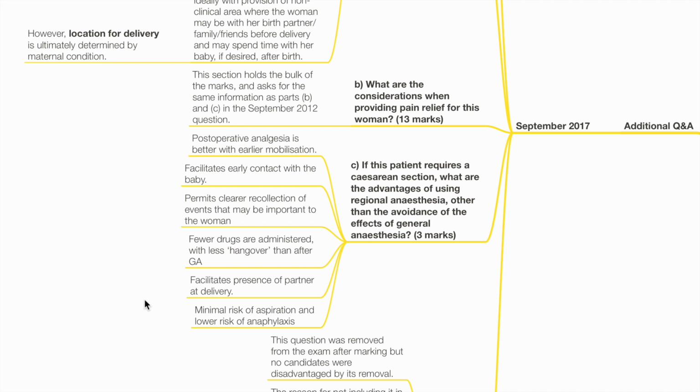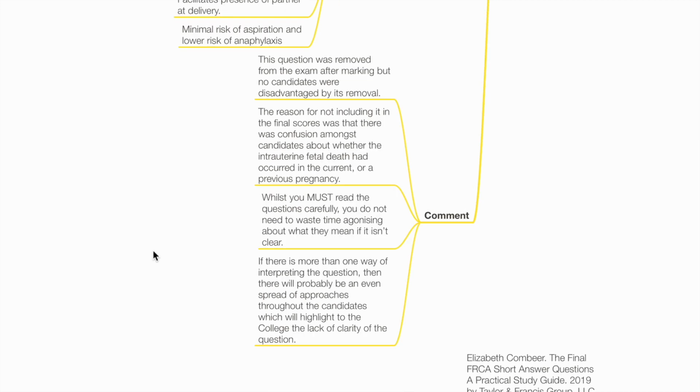Comments. This question was removed from the exam after marking, but no candidates were disadvantaged by its removal. The reason for not including in the final scores was there was confusion amongst candidates about whether the IUFD had occurred in a current or previous pregnancy.